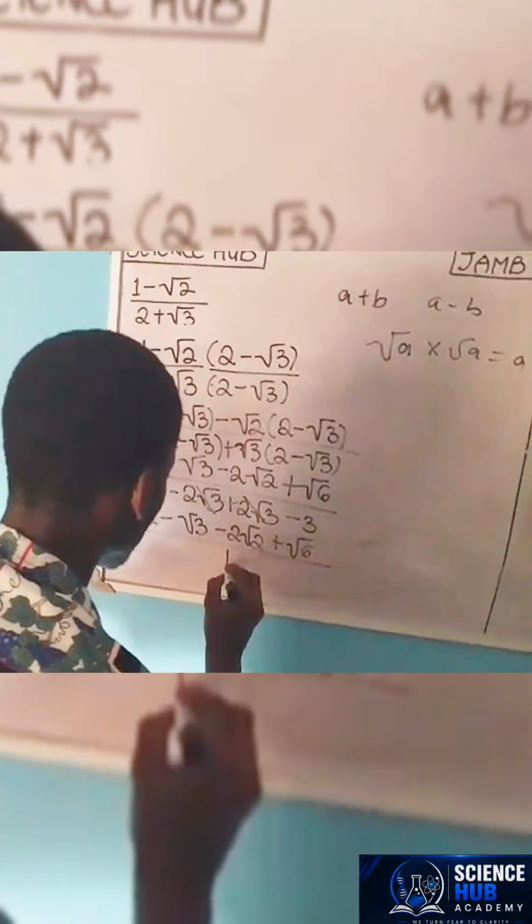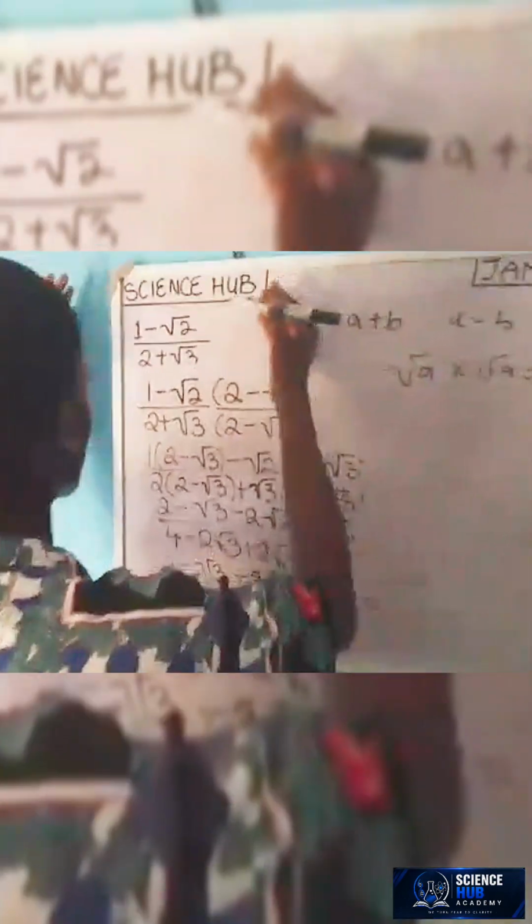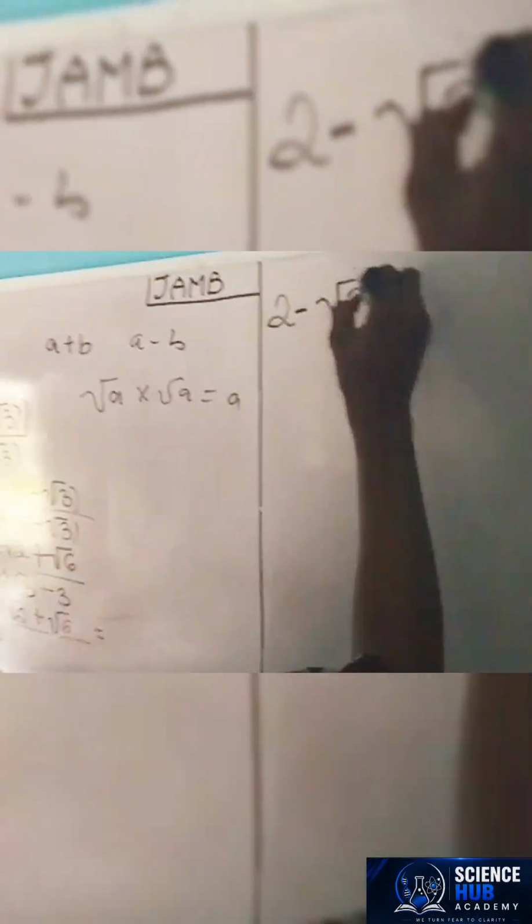4 minus 3 is what? 1. So the whole solution, now let's proceed to the other side. The whole solution now, 1 minus square root of 2 divided by 2 plus square root of 3, solving it using the normal way of solving a surd question is what? 2 minus square root of 3 minus 2 square root of 2 plus what?